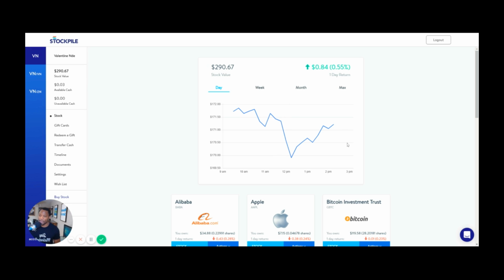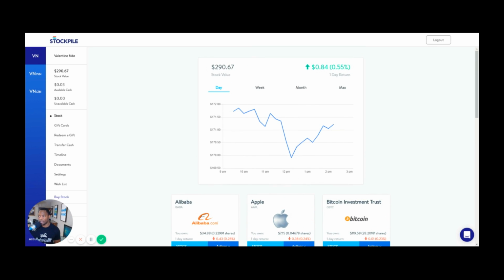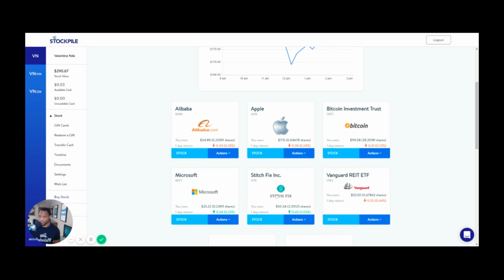Anyway, here's what my account looks like. These are the stocks that I currently invest in. Not a whole lot, it's just $290. But for people that are starting out, this would be ideal for you to be able to use this platform.